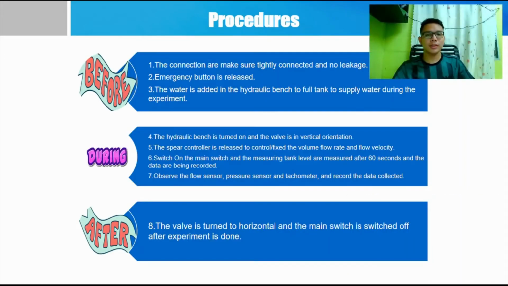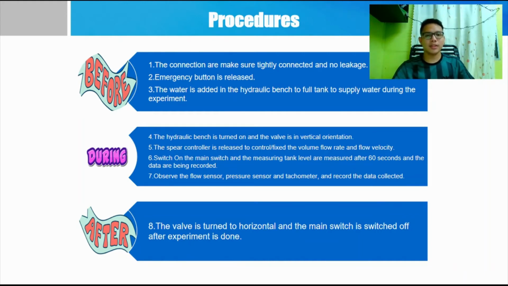So next, we proceed to the procedures. Before we start or run the experiment, we need to make sure that the pipes are tightly connected and there is no leakage. The emergency button is released. The emergency button, you can find it located on the front side of the hydraulic bench.